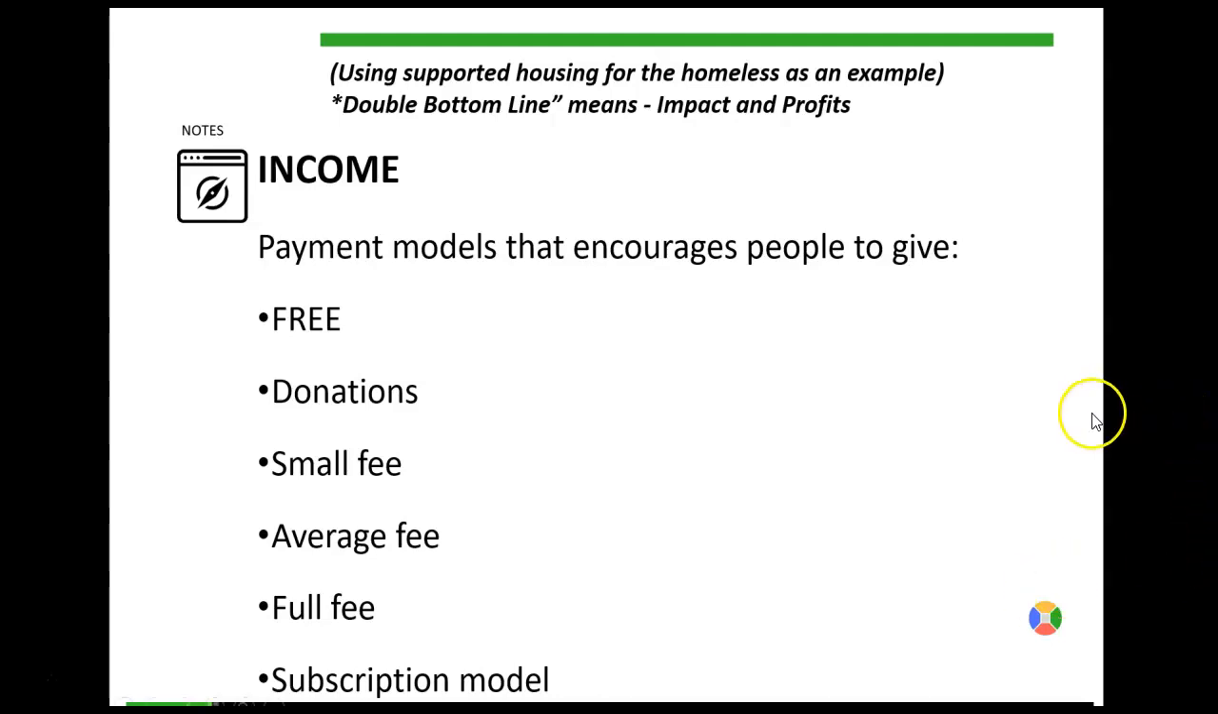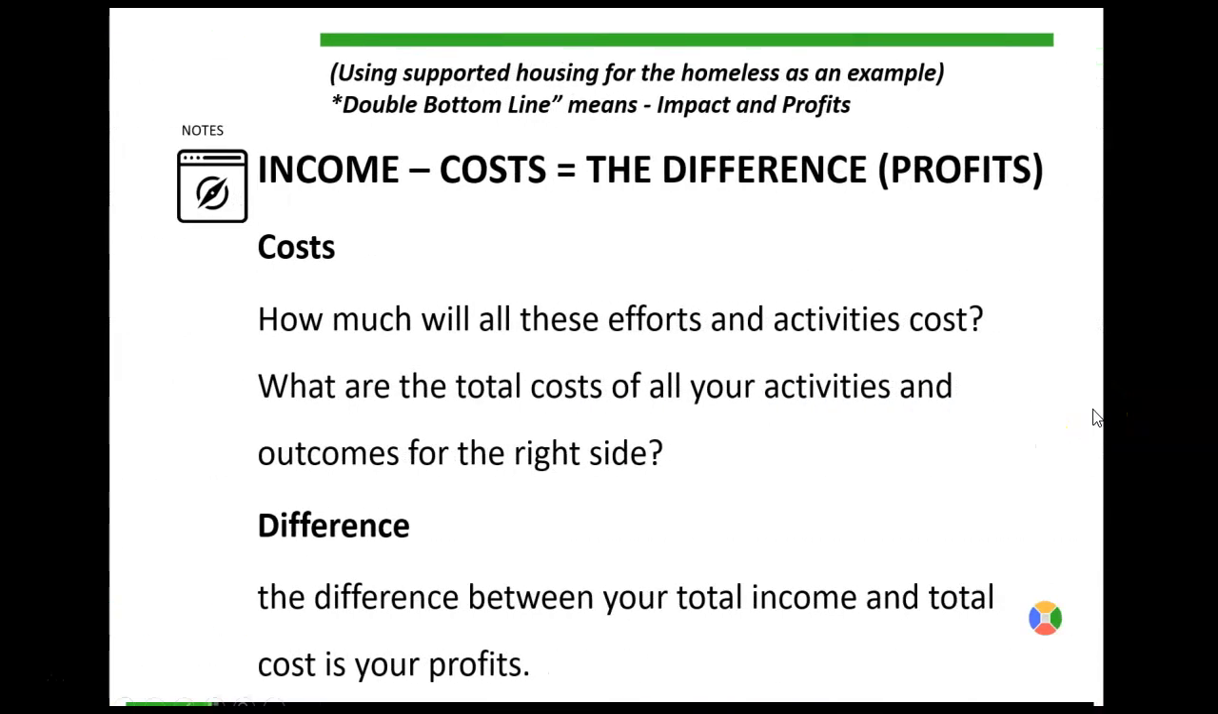Once you've done that, you move on to the second section of the box, where you're going to itemize your costs as well. How much will all these efforts and activities cost? What are the total costs of all your activities and outcomes for the right side? So you're asking yourself, how much are your key resources going to cost? How much are the key activities you're going to be engaged in going to cost? So you want to itemize those costs as well. If you're paying wages, or even paying volunteers for maybe transport, you should put that there because it's all part of the cost.